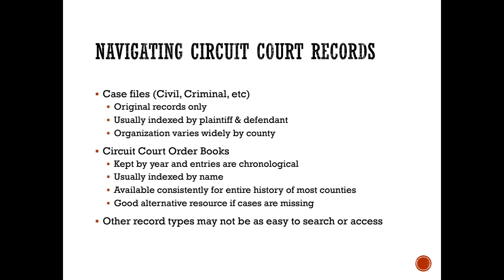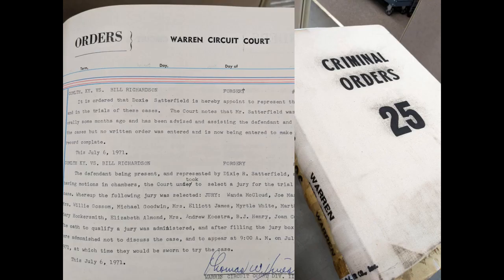The other record that people want for the circuit court are the circuit court order books. Just like the county court, these are going to be the books that were kept as the court met, and everything that went before the judge was recorded in them. These are again recorded every year, and the entries are kept chronological, but they are usually indexed by name. As an example, this is what a criminal order book would look like for Warren County. It's a massive book. And then over on the left-hand side, you'll see one of the entries for a criminal trial that was entered into the orders.